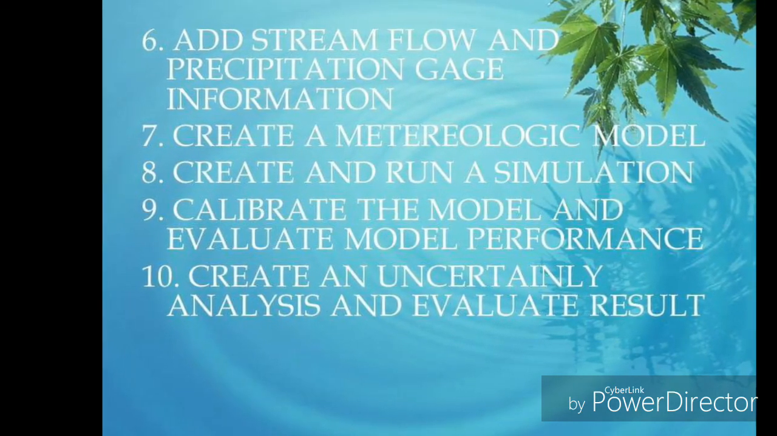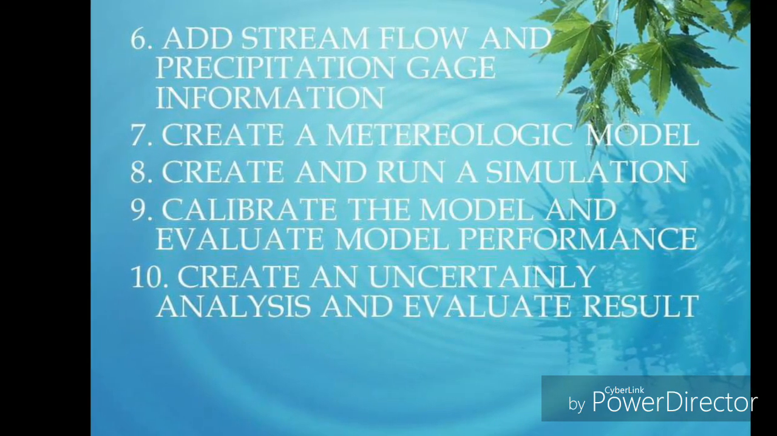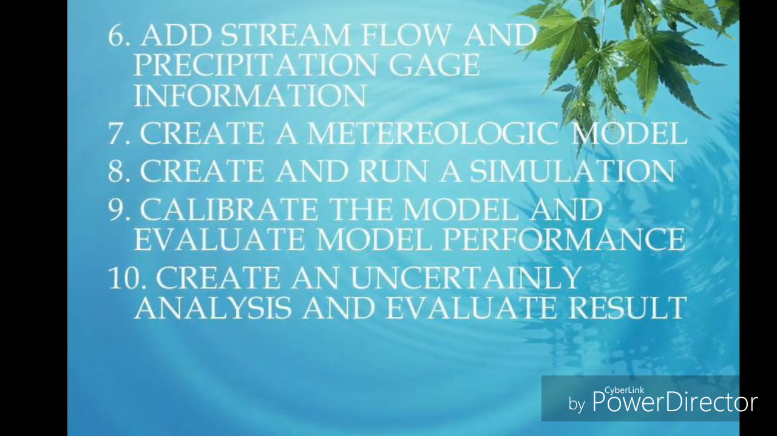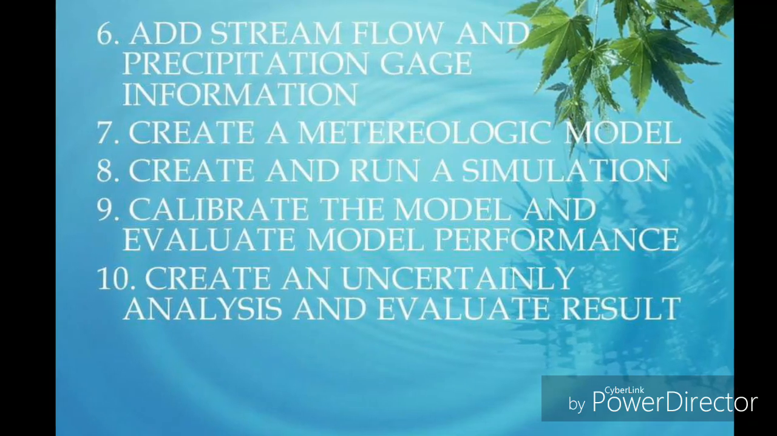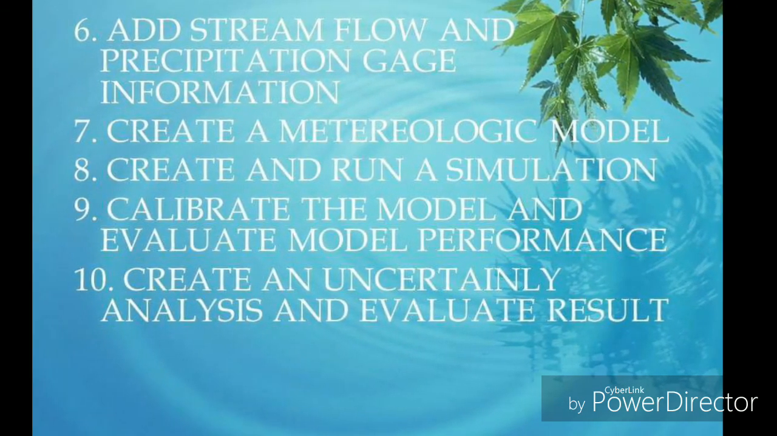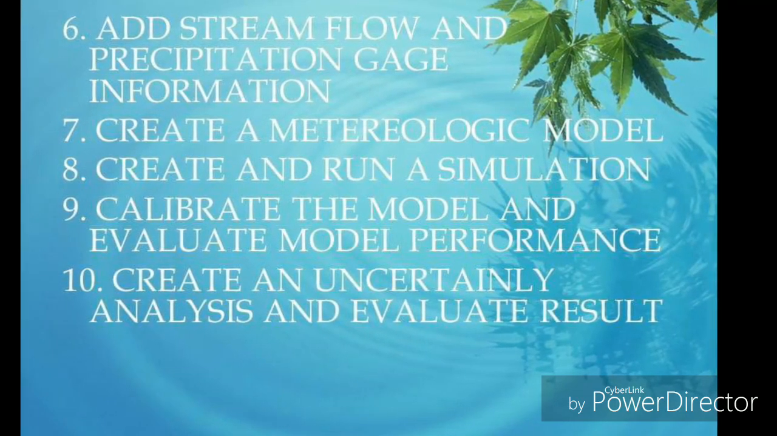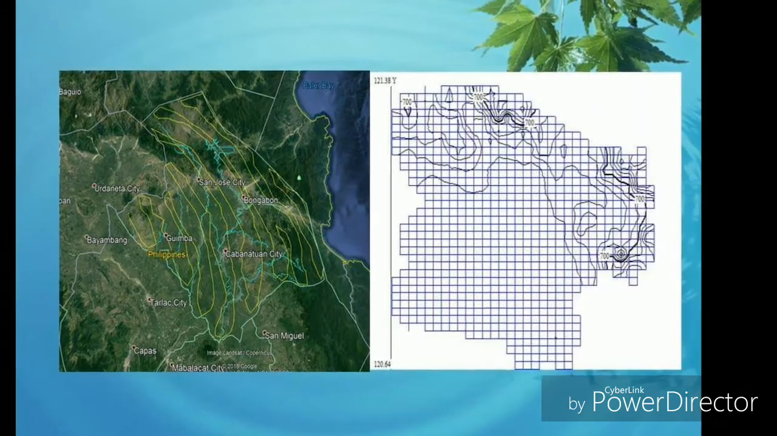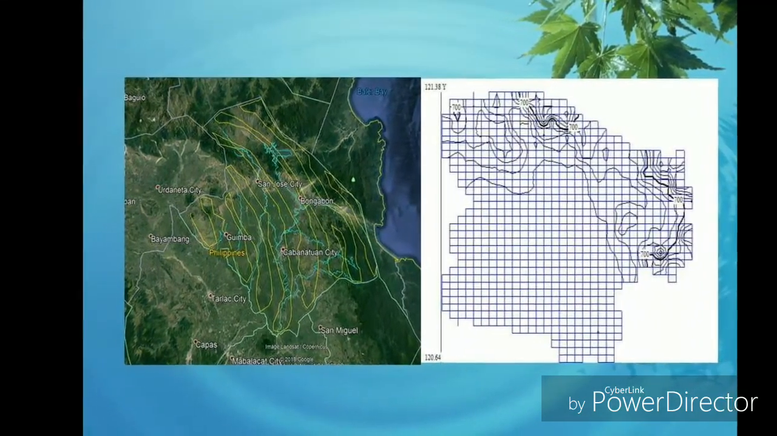Seven, create a meteorologic model. Eight, create and run a simulation. Nine, calibrate the model and evaluate model performance. Ten, create an uncertainty analysis and evaluate result. This shows the contour map of the Nueva Ecija.